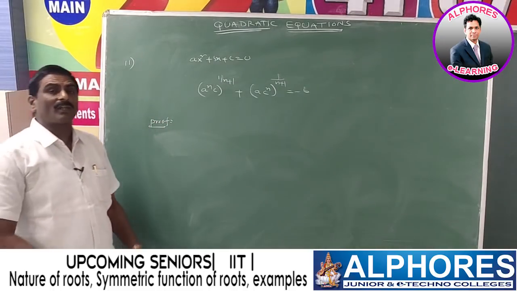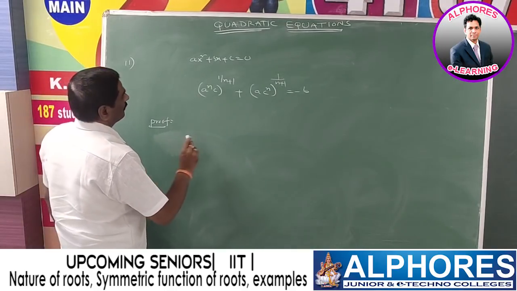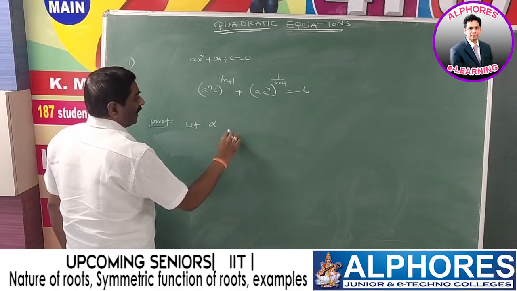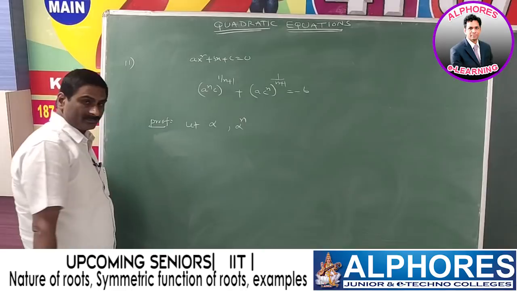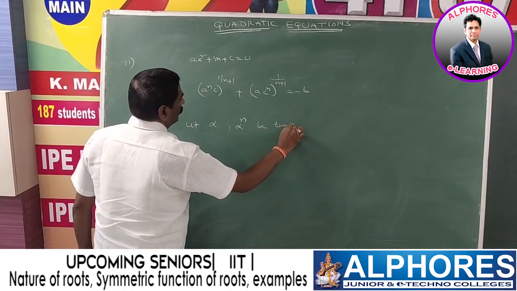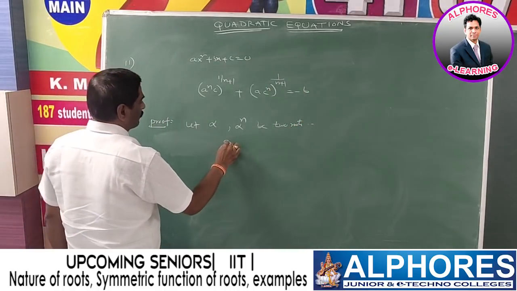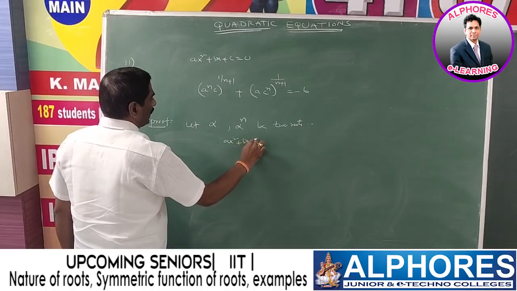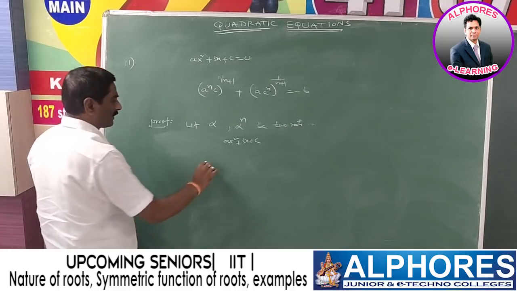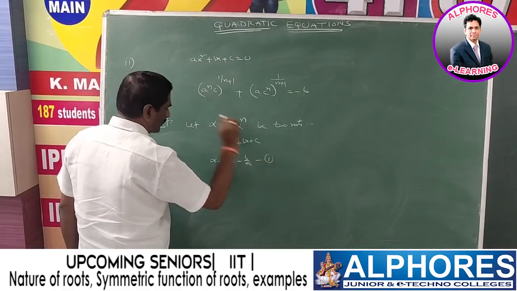From the given, one of the roots is the nth power of the other root. That means, let us assume one of the roots is alpha, then the other root must be alpha power n. So, let alpha, alpha power n be the two roots of the given equation ax square plus bx plus c is equal to 0. Then we know that the sum of the roots alpha plus beta is equal to minus b by a. That means alpha plus alpha power n is equal to minus b by a. It is equation number 1.